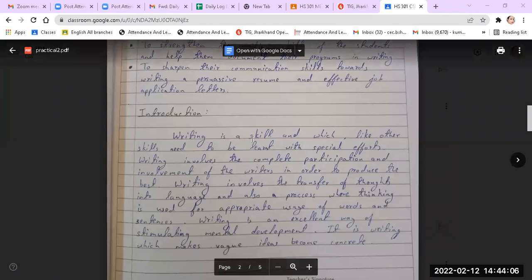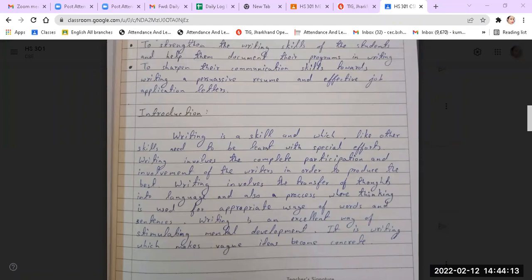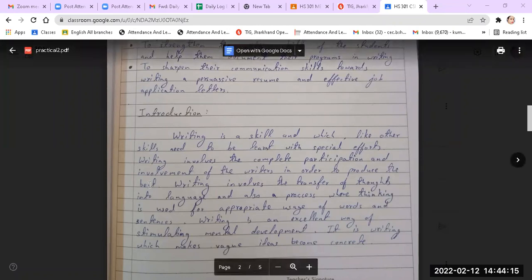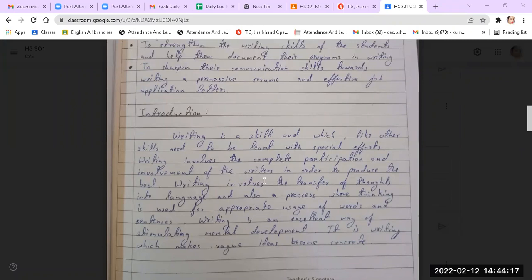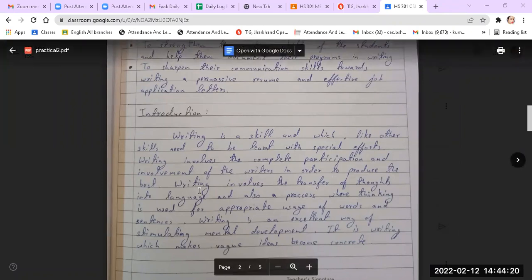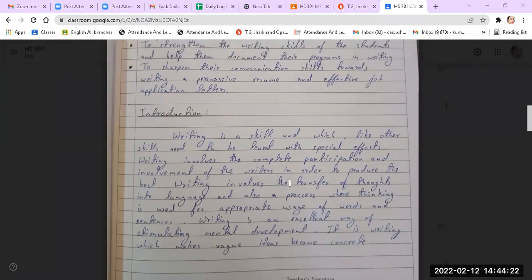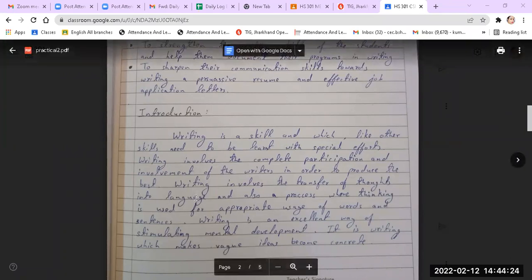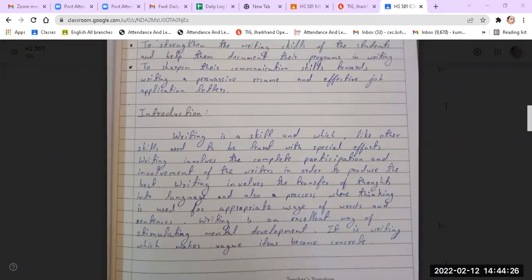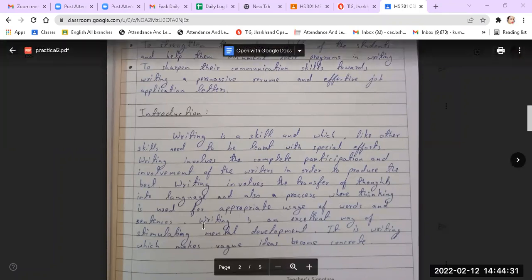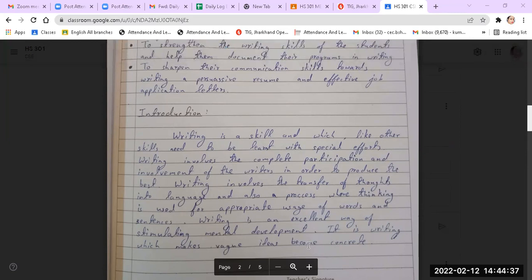The introduction part is that writing is a skill which, like other skills, needs to be learned with special effort. Writing involves the complete participation and involvement of the writer in order to produce the best. Writing involves the transfer of thoughts into language, and also a process where thinking is used for the appropriate weight of words and sentences. Writing is an excellent way of stimulating mental development. It is writing which makes vague ideas become concrete.